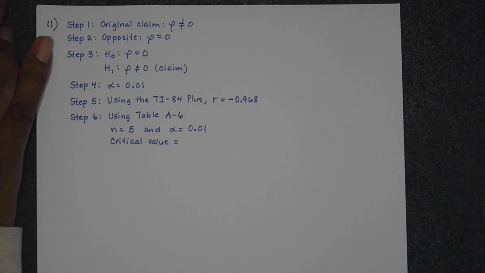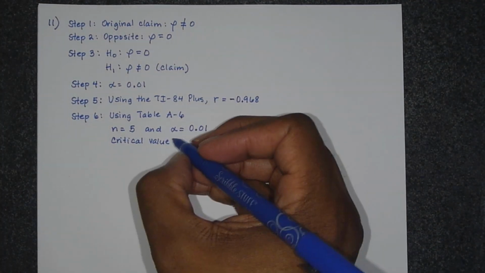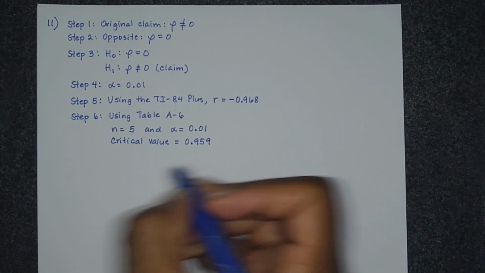So here's that table, A-6. 5 and then 0.01, 0.959. So in this case here, your critical value will be 0.959.